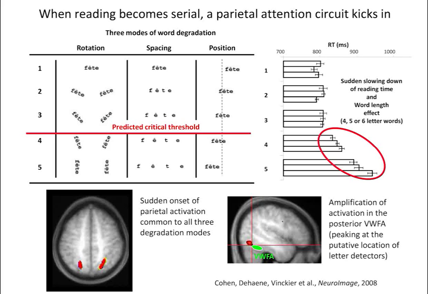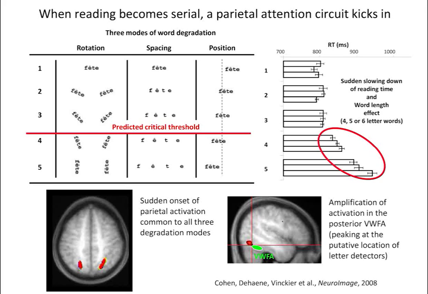Subjects moved to this very slow reading, where we found, using fMRI, that there is an additional circuit that kicks in when you have to make an effort to read letter by letter in these conditions. And it's the same circuit for all of these three conditions. It is the left and right bilateral parietal regions that are in the control of attention and eye movements. And these areas also amplify letter representations in the ventral visual pathway.